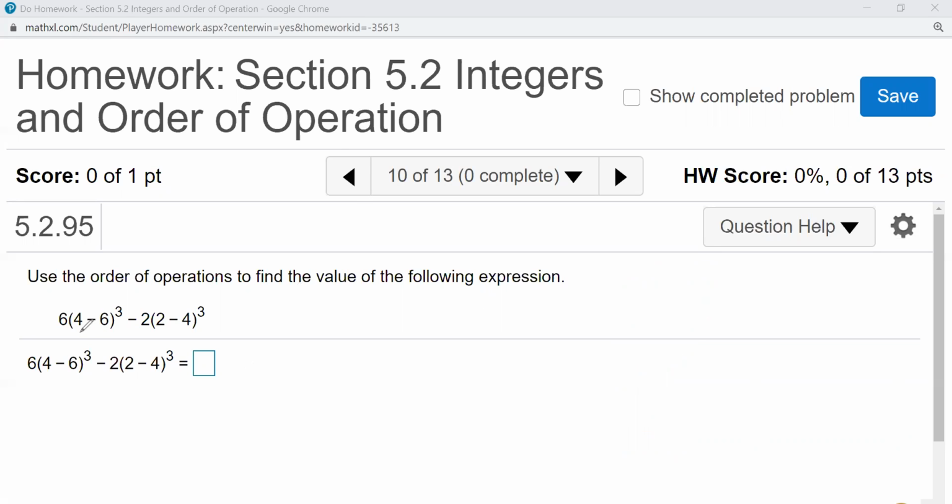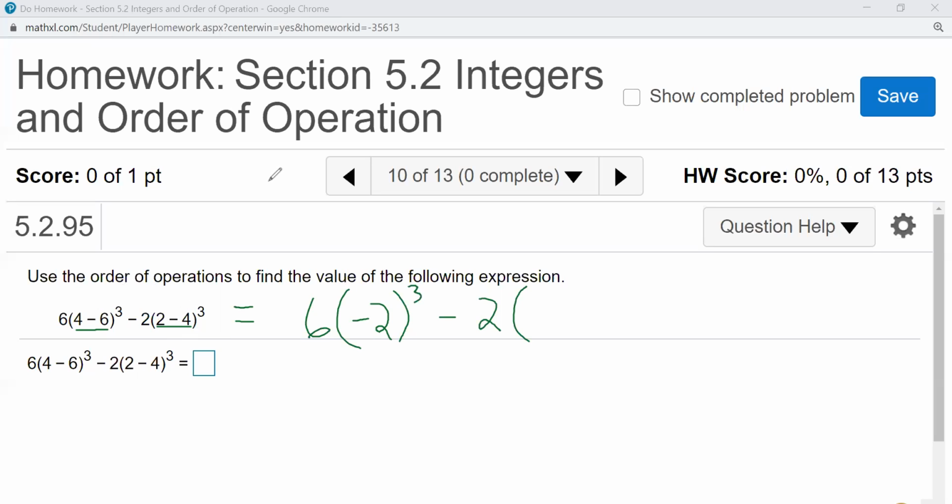So let's see what's going on here. We want to do this one. We want to simplify, get all the math done. We're going to do what's inside parentheses first, because according to order of operations, that's what gets first dibs. What is 4 minus 6? -2. So this becomes 6 times, in parentheses, -2 raised to the 3rd power minus 2, open parentheses.